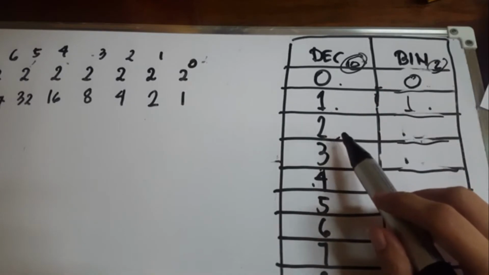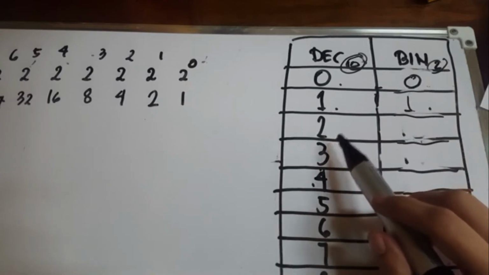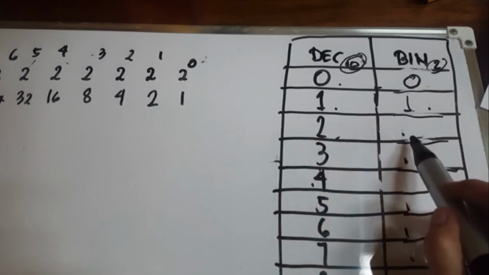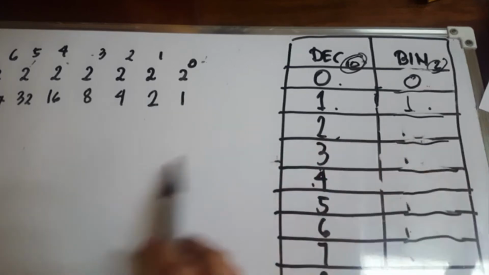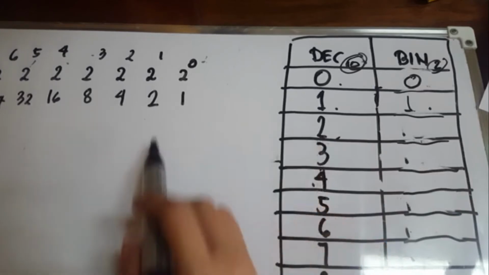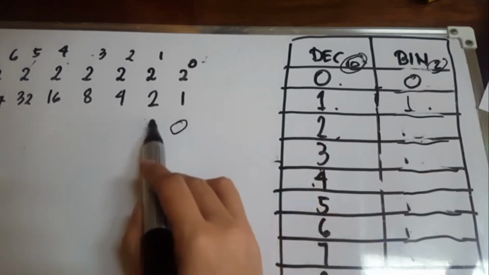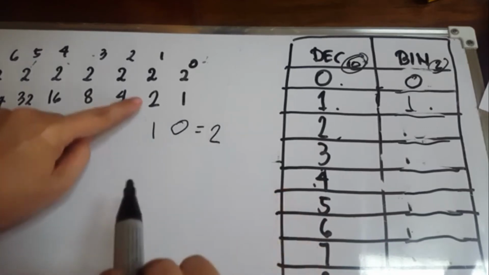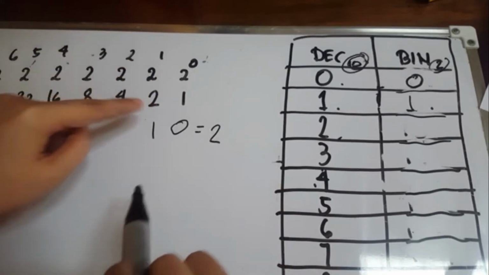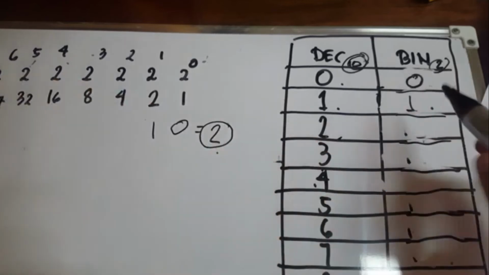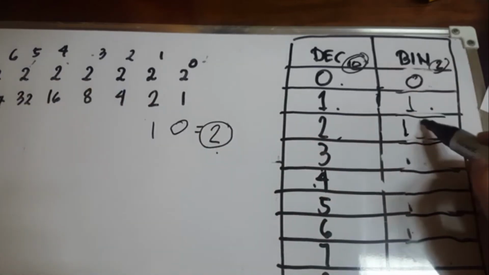By getting familiar with the powers of 2, we can easily convert it to binary. Since we only need to get the value 2, all we need is 2 to the power of 1 and 2 to the power of 0. The total for this is 2, because 2 to the power of 1 is 2 and 2 to the power of 0 is 1, and we only need the decimal value of 2. So the answer for the binary will be 1, 0.